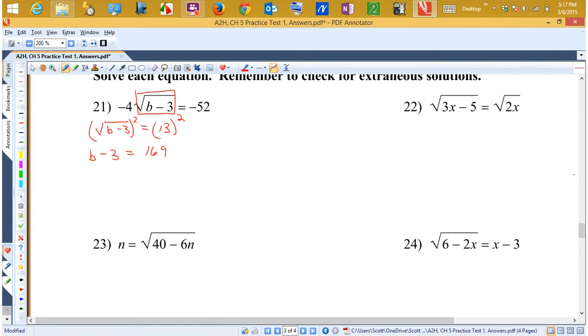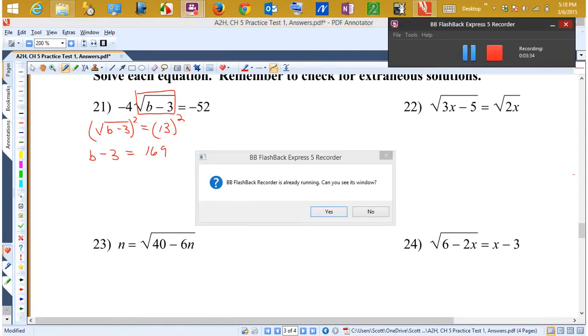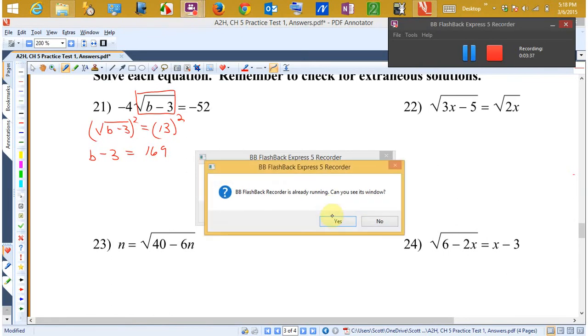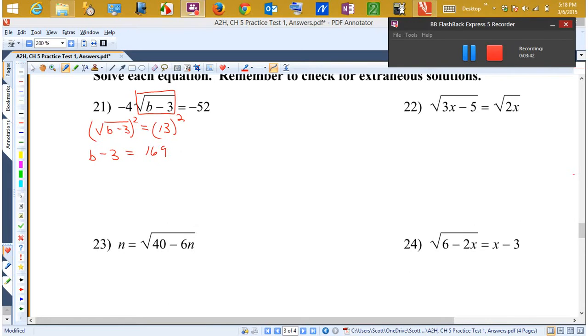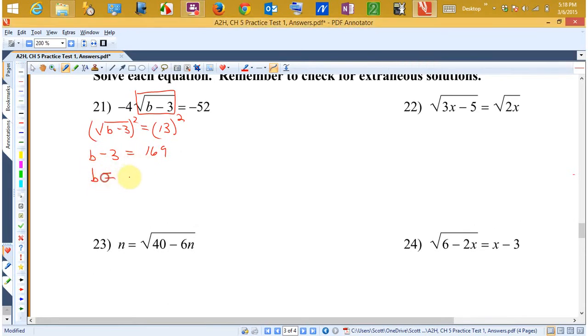I want to make sure this is running. Okay, so anyway, continuing, I've got b would be equal to, add 3 to both sides, 172. So we need to check that. I'm going to check my answer.